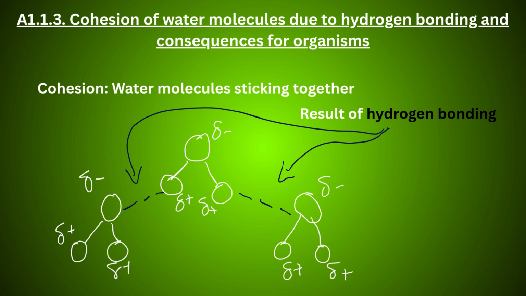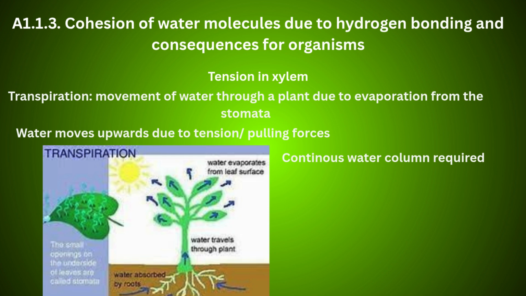That's very important for a few reasons. One of them being what we call transpiration, and this is a process that happens in the xylem of plants. The xylem is a tube that goes through a plant, and it's the way in which water and other dissolved minerals are going to travel up through the plant. It really starts with evaporation from the stomata. We'll learn more about that in another topic, but these stomata are little openings in the plant leaf.